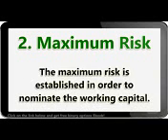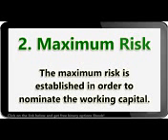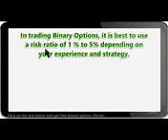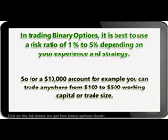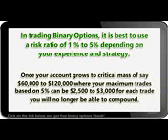The maximum risk is established in order to dominate the working capital. In trading binary options, it is best to use a risk ratio of 1% to 5% depending on your experience and strategy. So for a $10,000 account, for example, you can trade anywhere from $100 to $500 working capital or trade size. Once your account grows to a critical mass of say $60,000 to $120,000, where your maximum trades based on 5% can be $2,500 to $3,000 for each trade, you will no longer be able to compound.